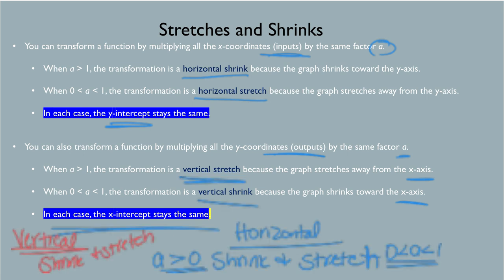And a shrink happens in a vertical when 0 is less than a, less than 1. And the stretch will happen when a is greater than 1. So if you look at it, it's going the opposite way of the horizontal and the vertical.